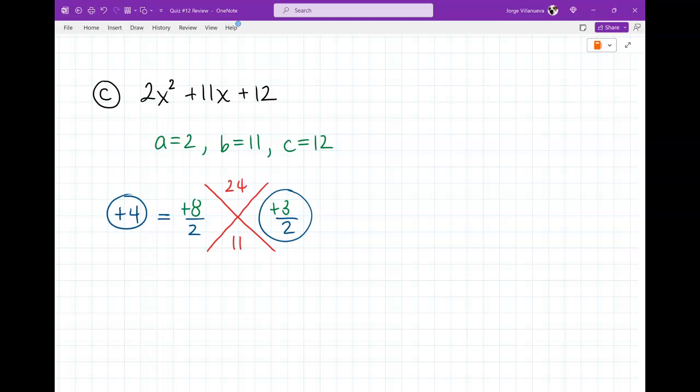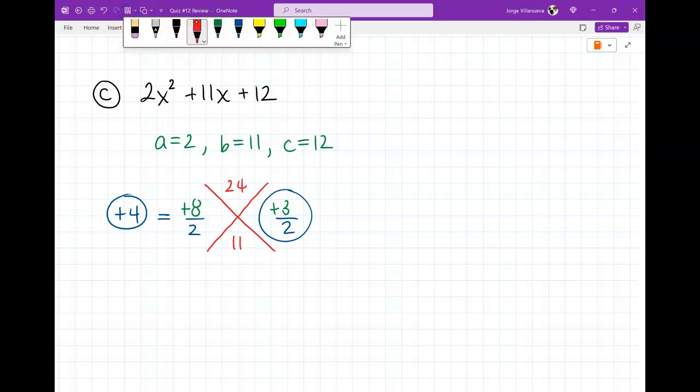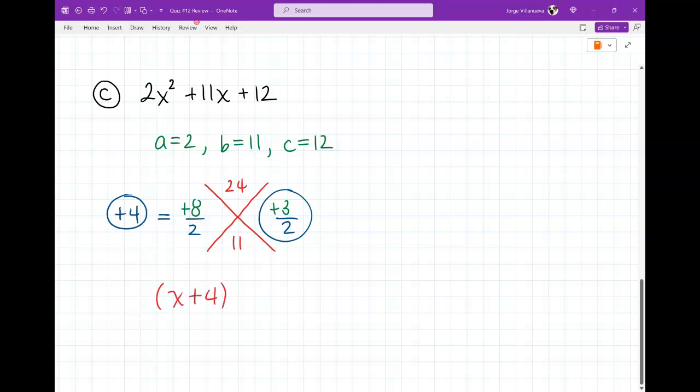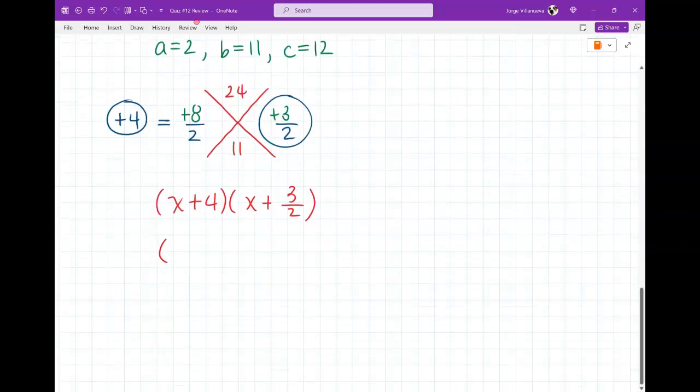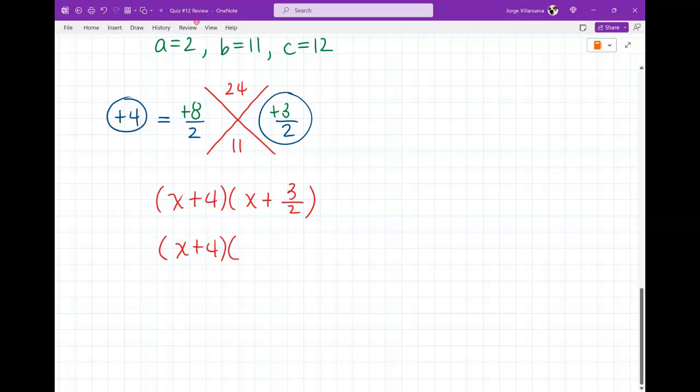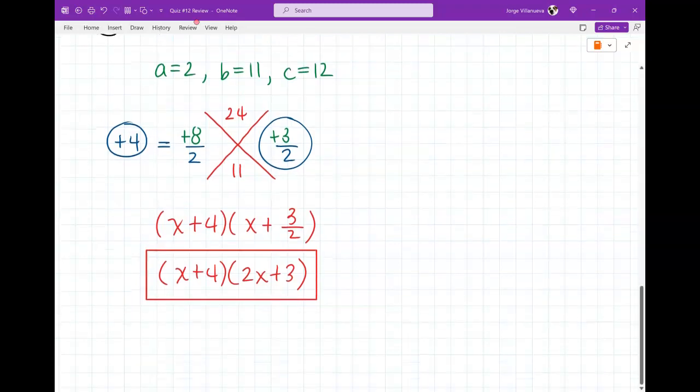Okay? So it's just going to be 3/2, which means I'm going to have to rewrite my answer with one extra step here. So I'm going to get x plus 4, x plus 3/2, which basically becomes x plus 4 and 2x plus 3. All right, so there you go. So this is your solution for that one right there. Another trinomial, another X method type problem. But you are going to have to fix the answer at the very end. Are we okay with that one?